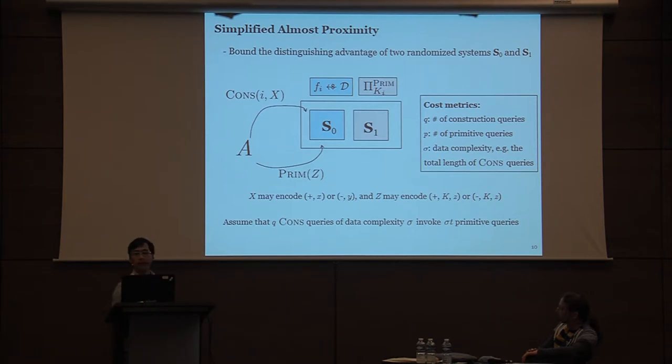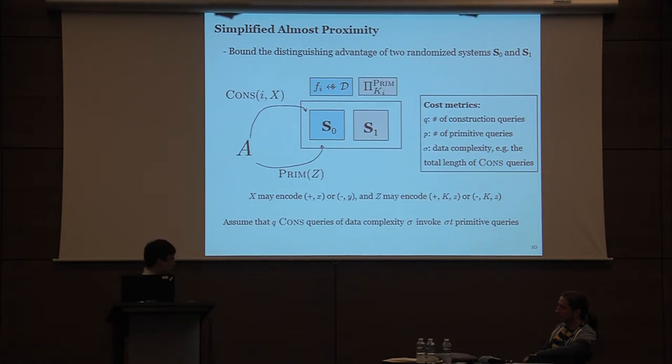Under this setting, one wants to bound the distinguishing advantage of two randomized systems, S0 and S1. Here, S1 is the real system implementing many instances of a construction pi that is built on top of an ideal primitive. S0 is the ideal system implementing many functions f_i that are sampled from some prior distribution, independent of each other, and independent of the ideal primitive.